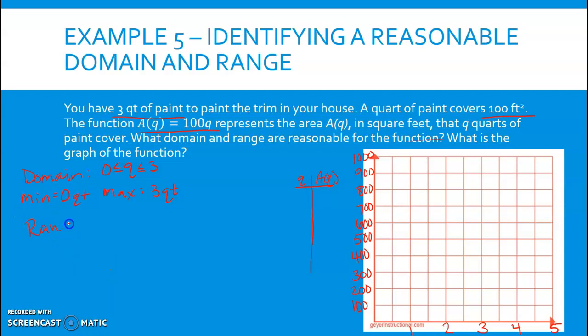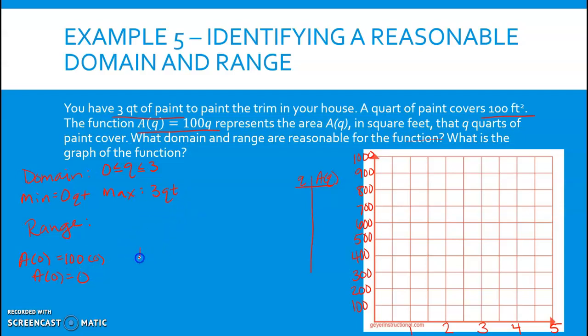Well, how do we figure out range, Mrs. Cartwright? Well, it's easy. This is where the other 2 slides come in handy. We just got to plug in. We know we have A of Q. I'm going to plug in my minimum. So A of 0, we'd have 100 times 0. That's easy. A of 0 equals 0.